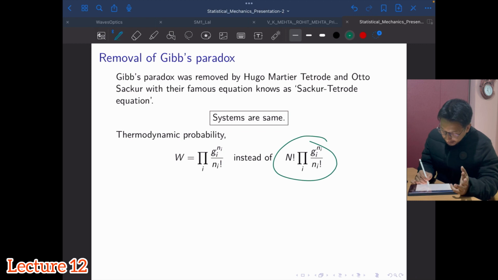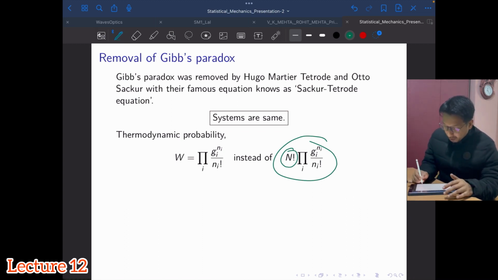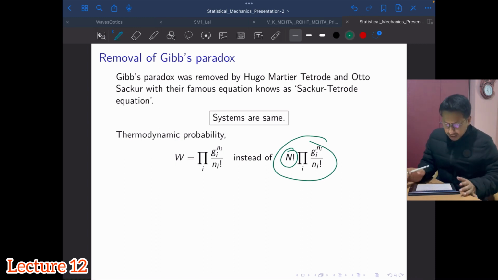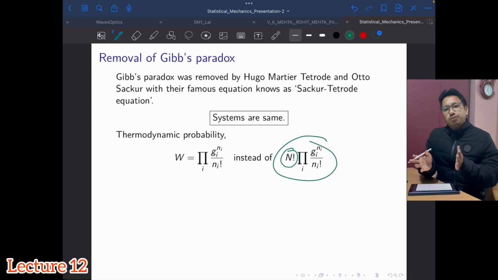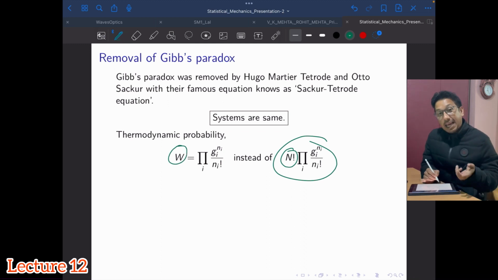Okay, so this n factorial we have to get rid of in the system that we are trying to talk about. Since there are n particles, there will be n factorial ways we are counting more than what is required for our system. These are unnecessary counts, because with n particles we create n factorial terms which we will not be able to distinguish from each other. So we have to divide the W expression by n factorial.